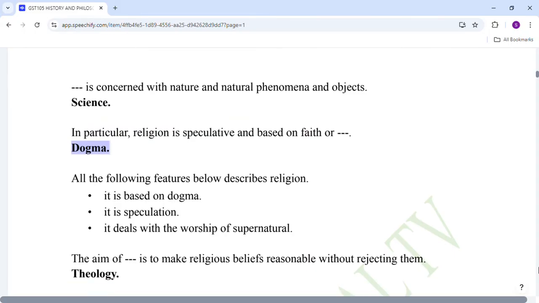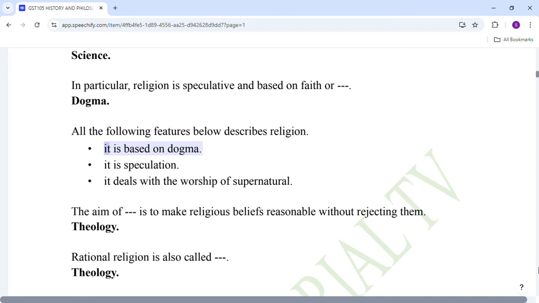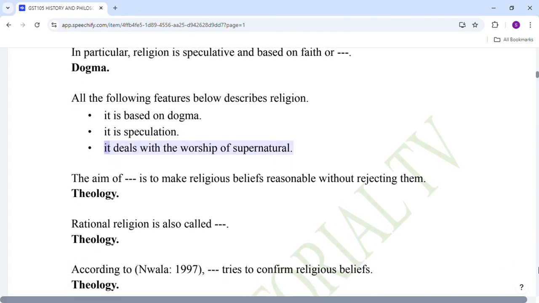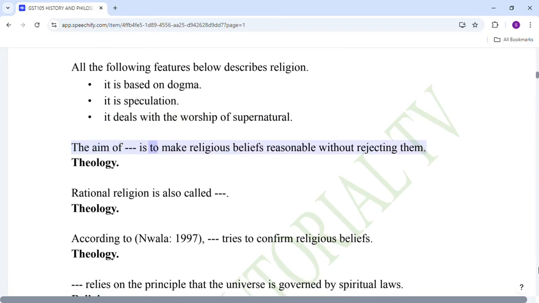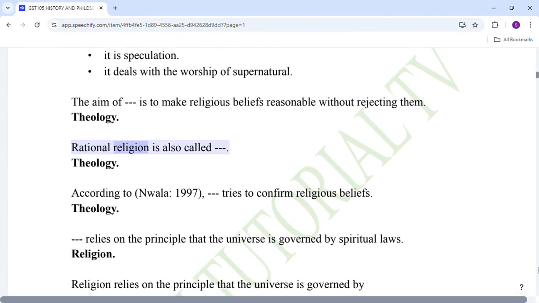All the following features describe religion. It is based on dogma. It is speculation. It deals with the worship of the supernatural. The aim of theology is to make religious beliefs reasonable without rejecting them. Rational religion is also called theology.